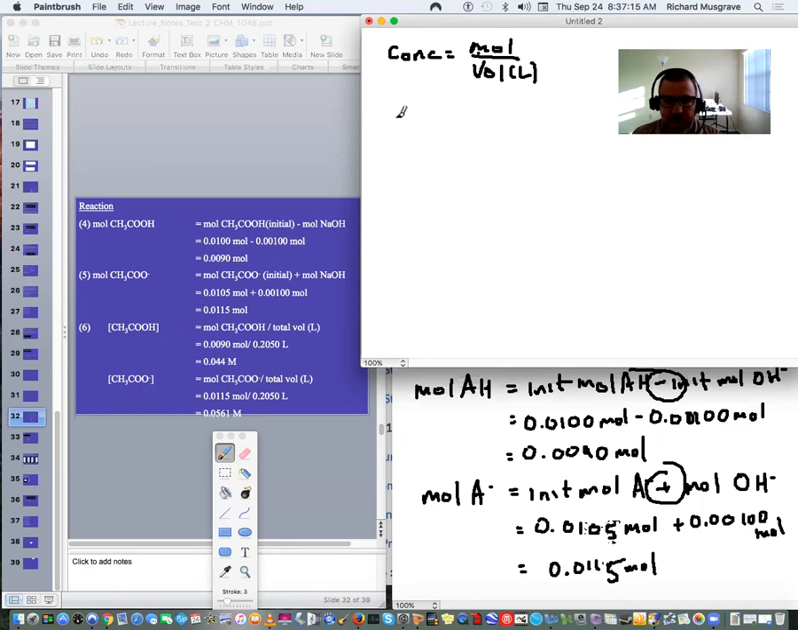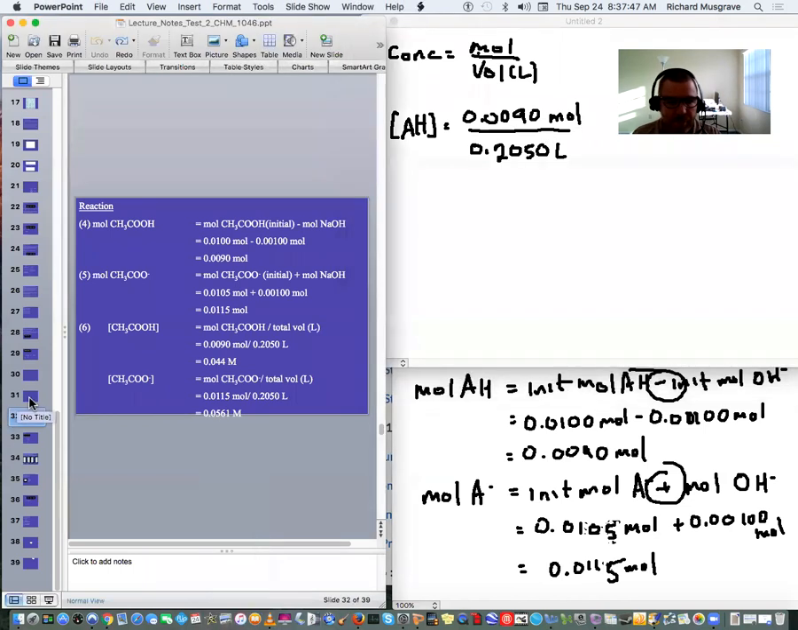So for the AH, the concentration of AH is going to be 0.0090 moles divided by 0.2050 liters. All right, so let's talk about where we're getting that from, the 0.2050 liters.